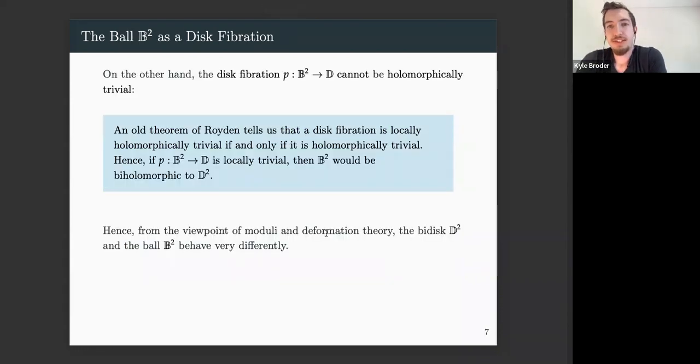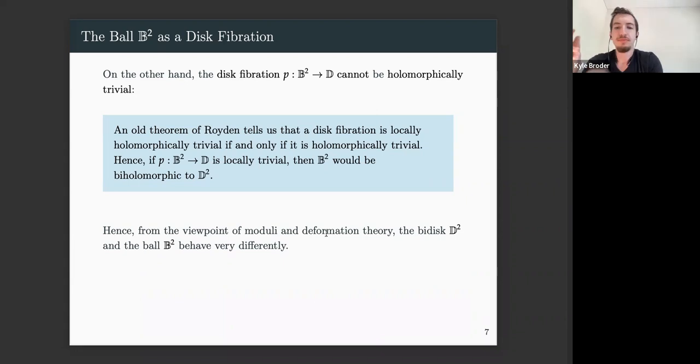On the other hand, the disk fibration coming from the projection onto one of the factors with the total space being the ball cannot be holomorphically trivial, not even locally. So there's this old theorem of Royden which tells us that a disk fibration is locally holomorphically trivial if and only if it is globally holomorphically trivial. So if the disk fibration given by a projection onto the first factor was even locally trivial, the ball would happen to be biholomorphic to the bidisk, but we've just seen that that would lead to a contradiction.